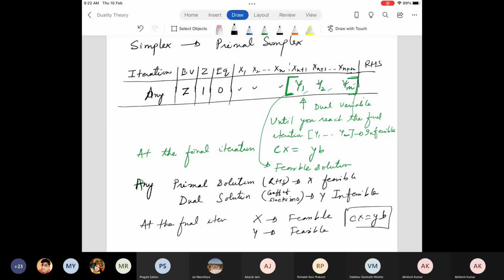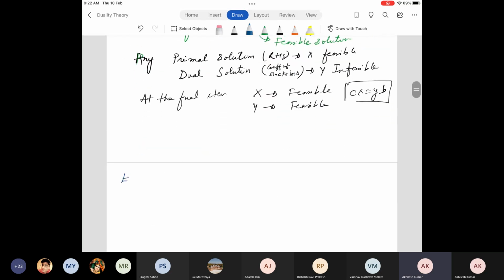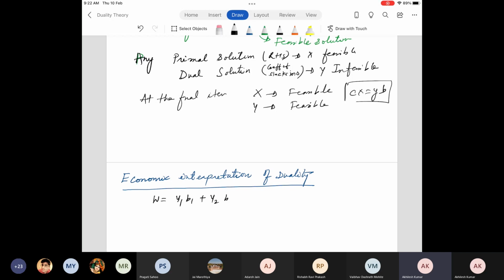Yes, sir. So now a small economic interpretation of duality, and then I will come back to the simplex table again. Economic interpretation of duality. It's a very important concept. So when I write W equals Y1 B1 plus Y2 B2 and so on, up to YM BM.